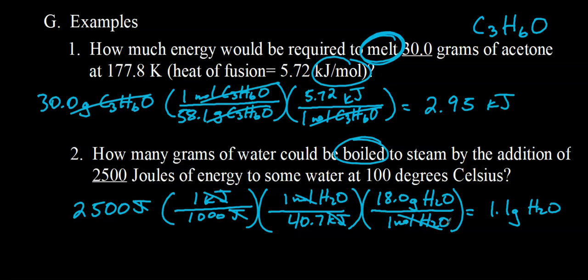So we see it's not a lot. 2,500 joules of energy seems like a lot of energy, but it's only going to boil 1.1 grams of water, which is just over a milliliter. That's pretty amazing. So water, not only does it have a very high specific heat, but we see here it also has a very high heat of vaporization.